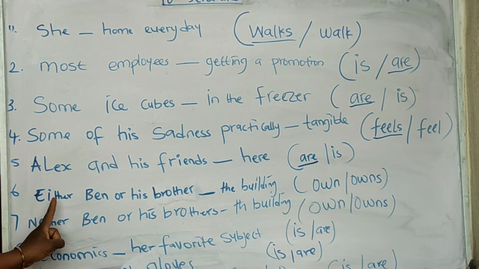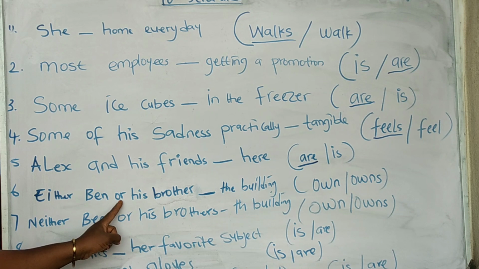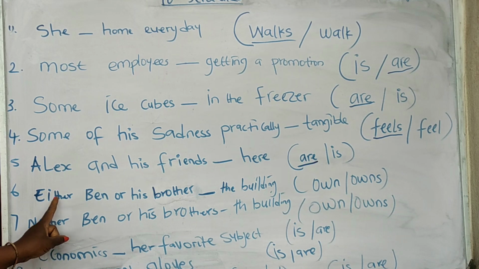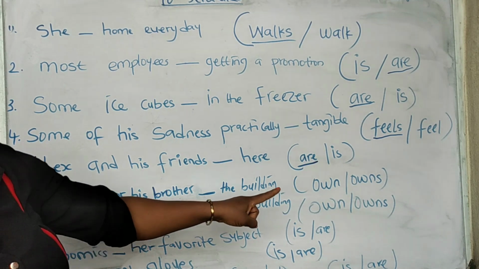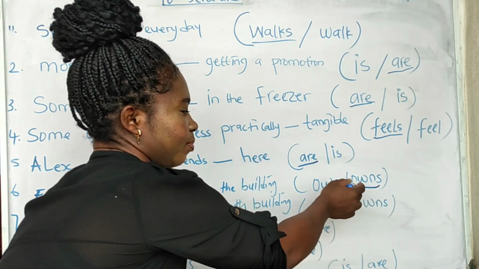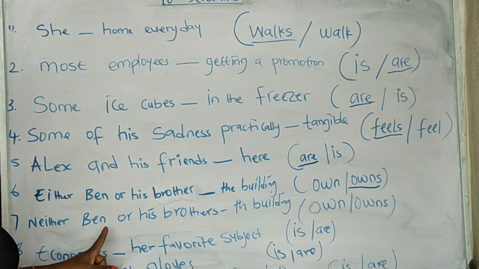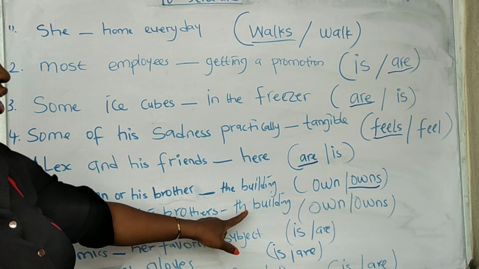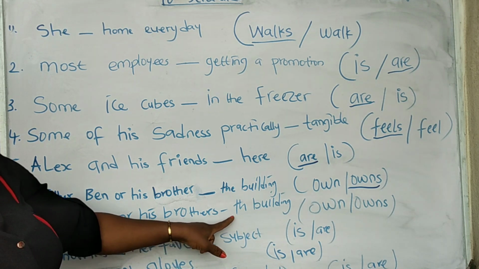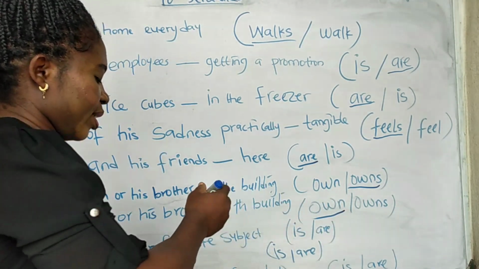Number six, either Ben or his brother dash the building. For me, either Ben or his brother owns the building. I go for owns the building. Okay. Number seven, neither Ben or his brothers dash the building. What's your answer? Own the building.